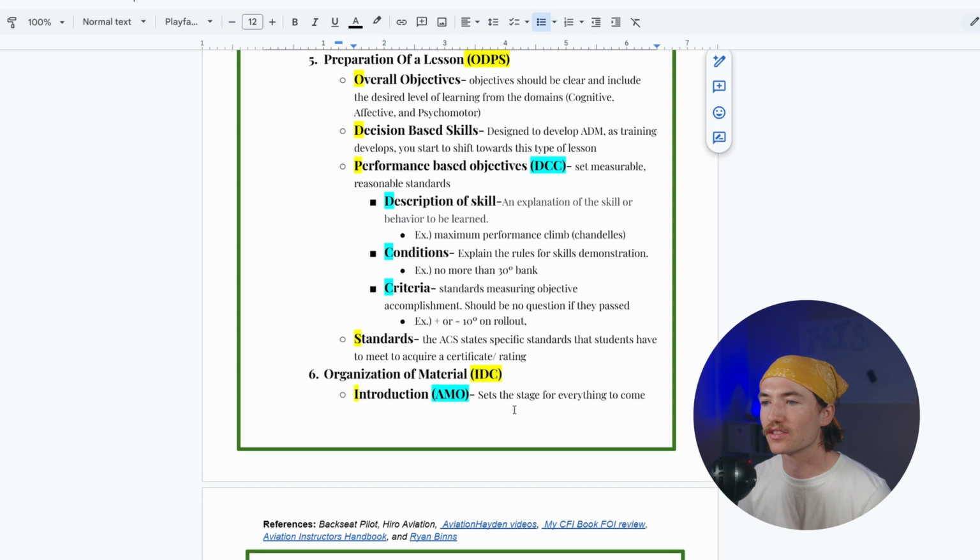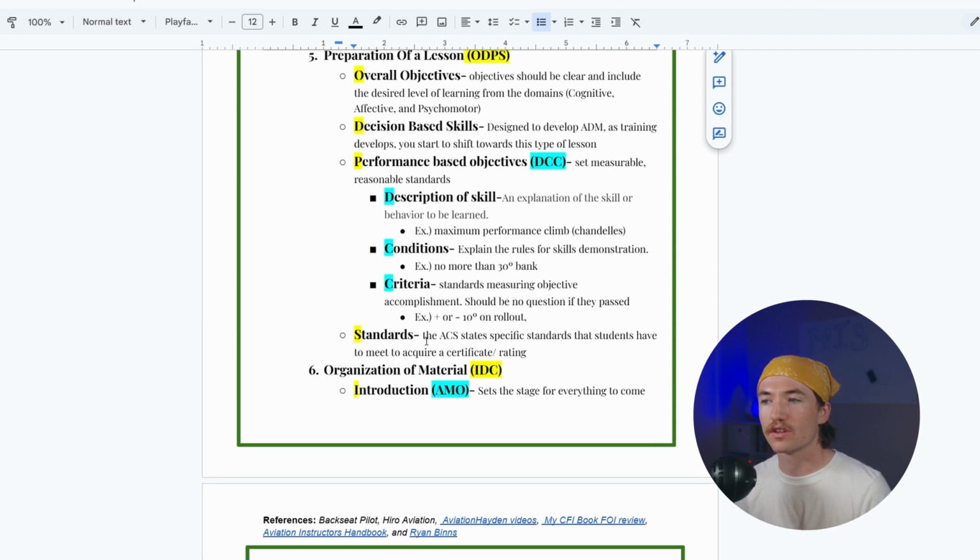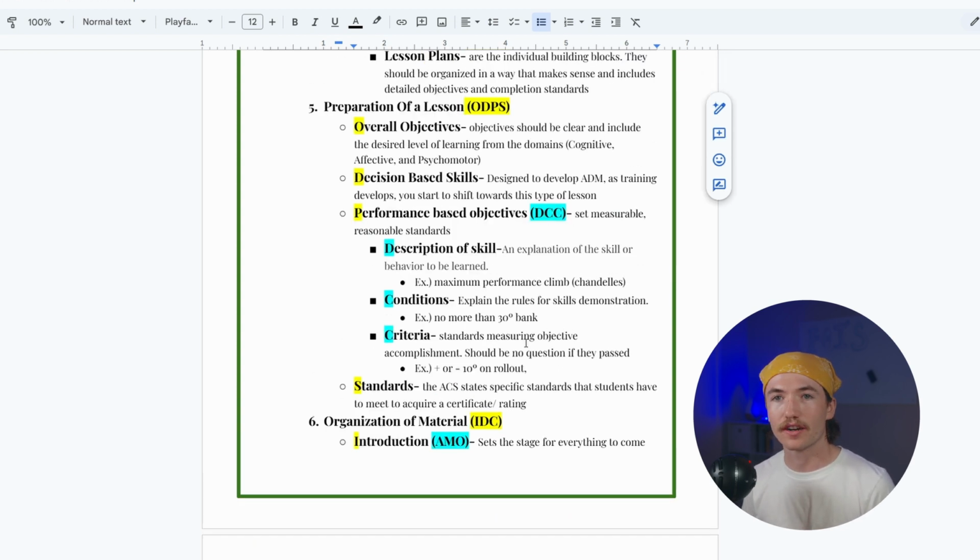And then we have S for standards. So sounds a lot like the criteria. The ACS states specific standards that students have to meet to acquire a certificate or rating. And in the ACS, they do put the criteria that needs to be met. Now, one thing that I like to mention as an instructor is that the ACS standards is the minimums of what a student needs to do.